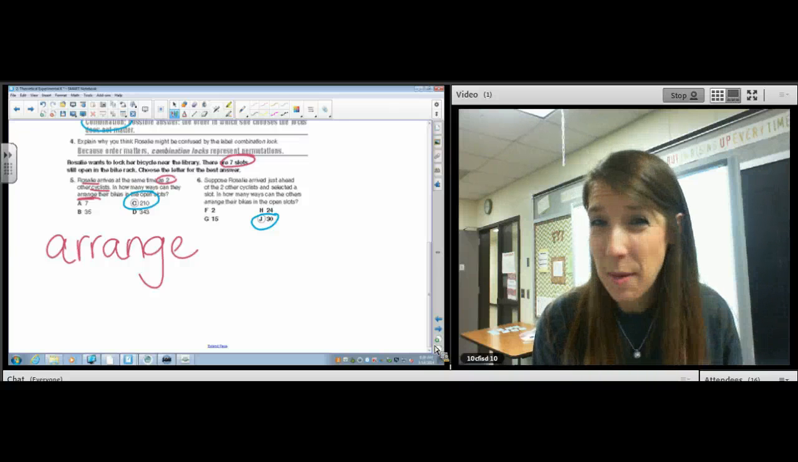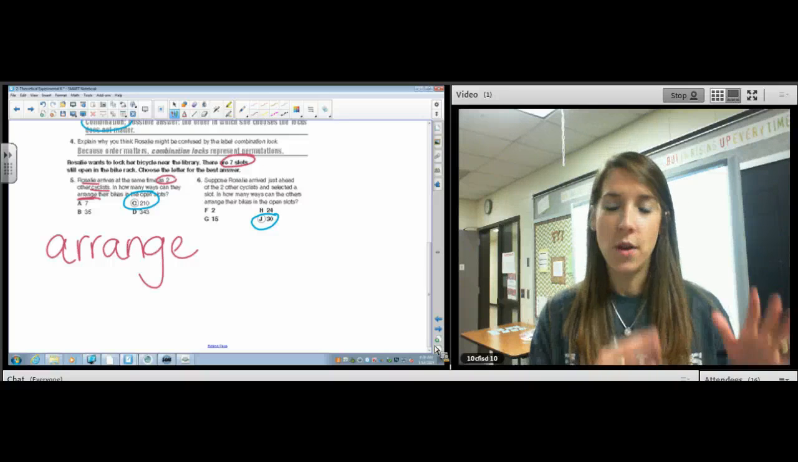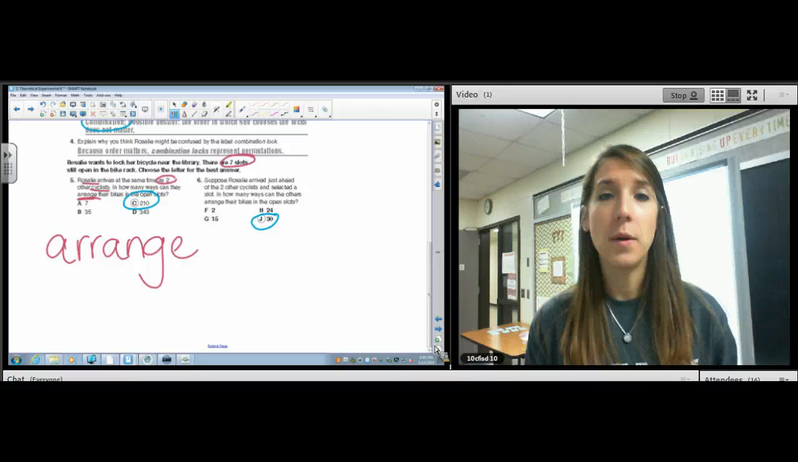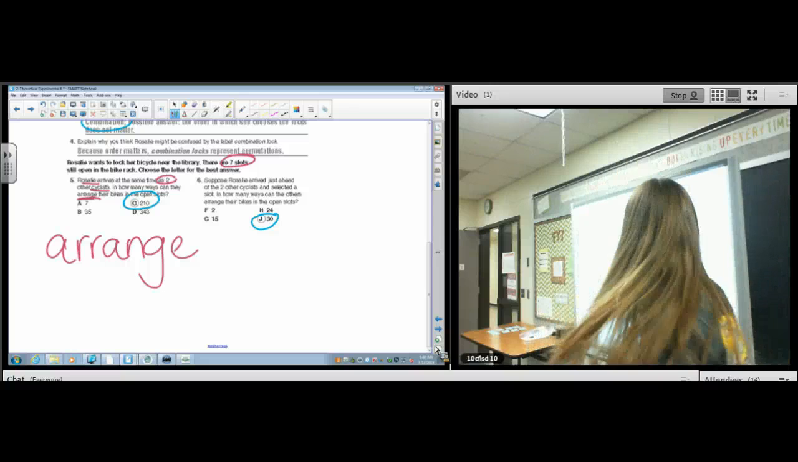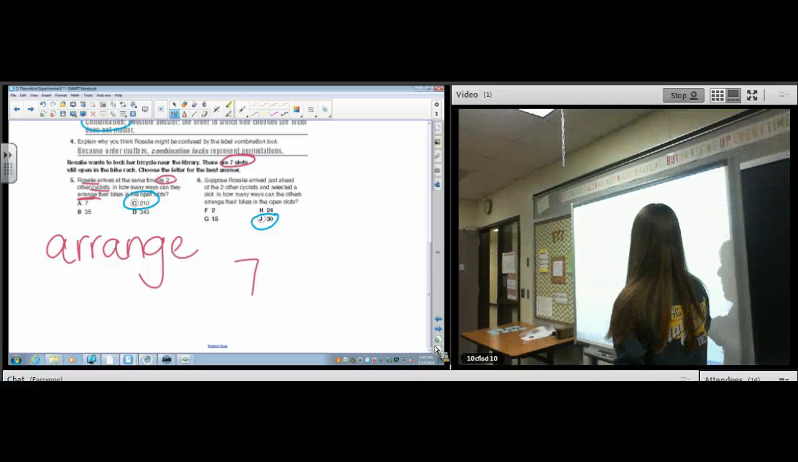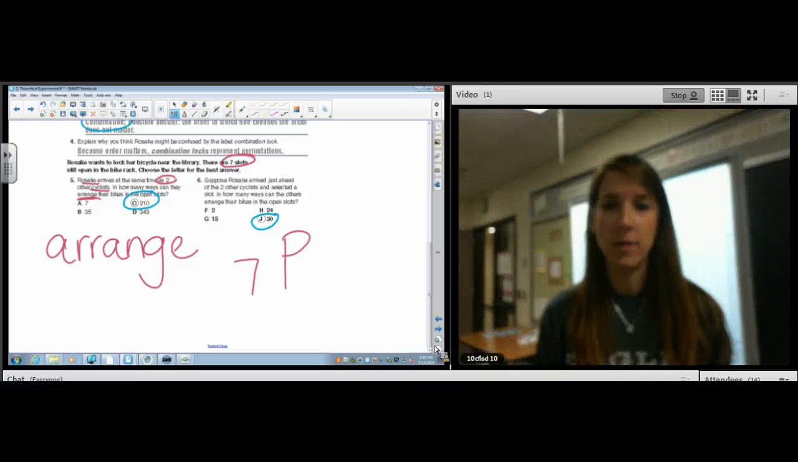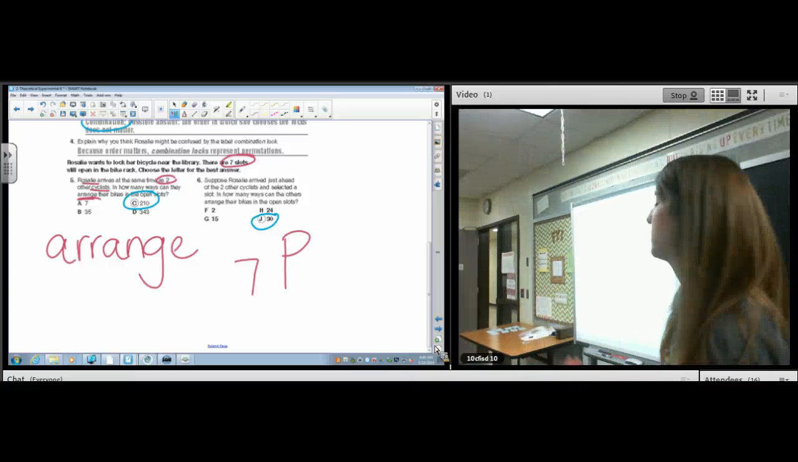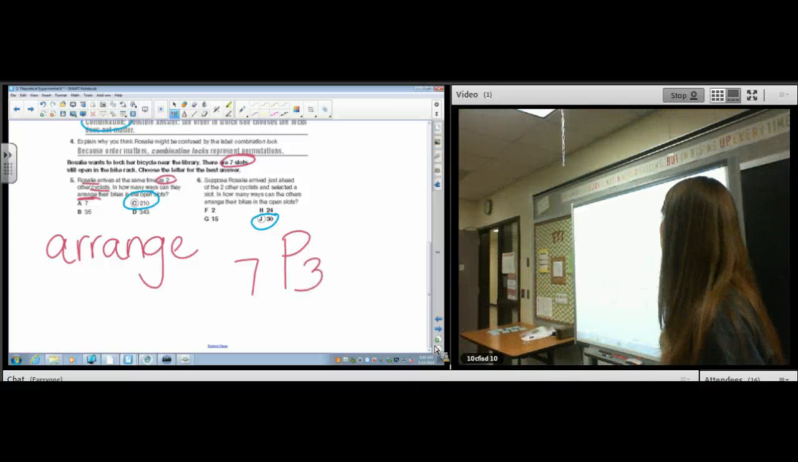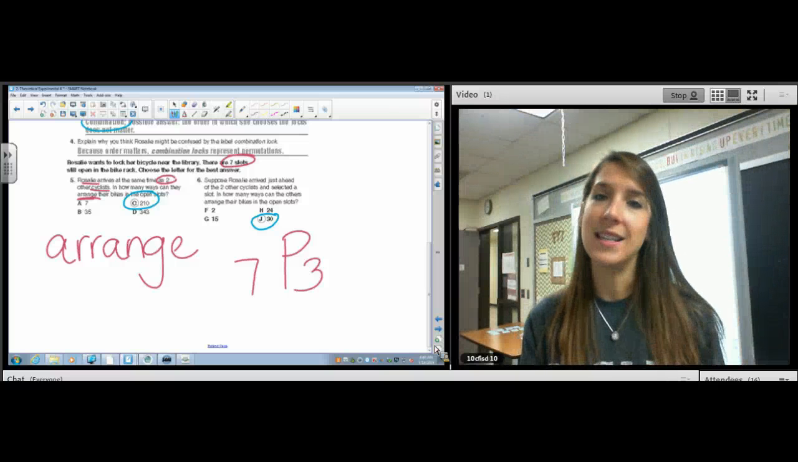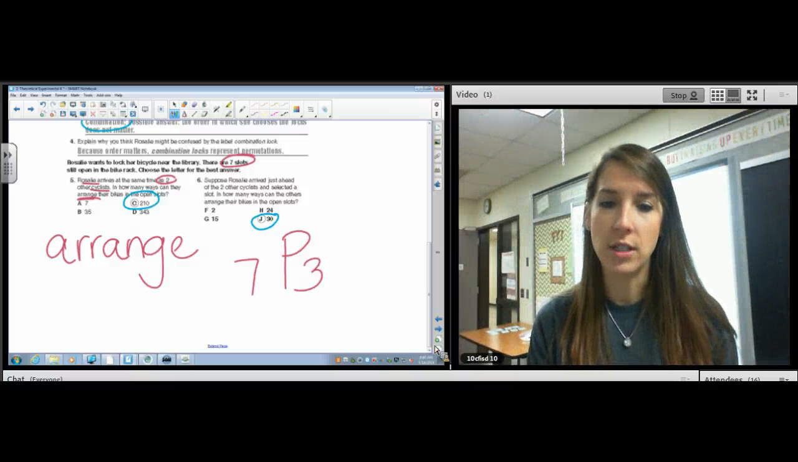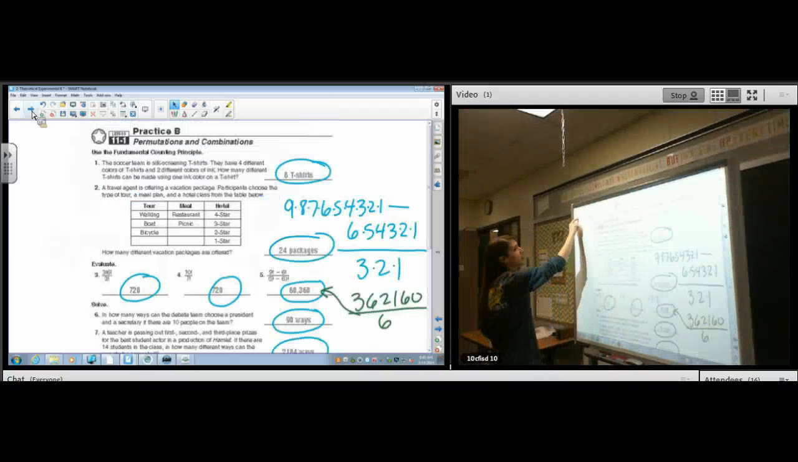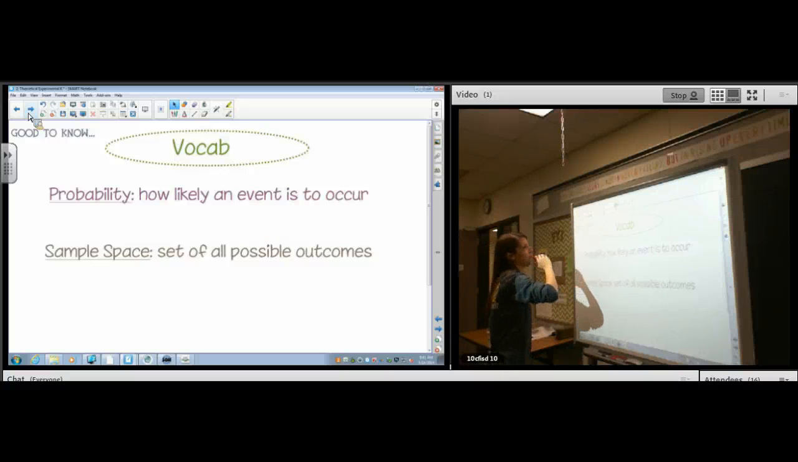If you're arranging these bikes into slots, the order is going to matter. So it's going to be a permutation. There are 7 slots, and how many bikes are there? Well, there's Rosalie's, and then there's 2 more. So 1 plus 2, there's 3 bikes. So how many ways can you arrange 3 bikes into 7 slots? And the answer is 210. Okay? All right, so let's get to today's lesson.